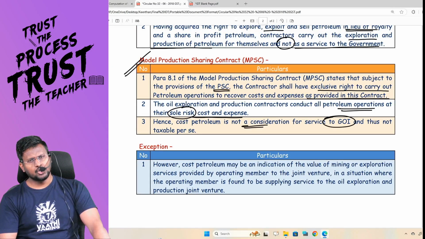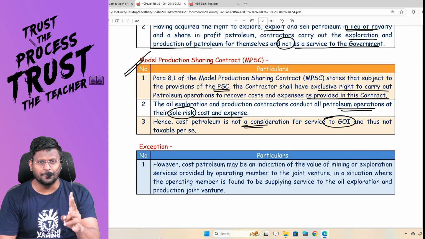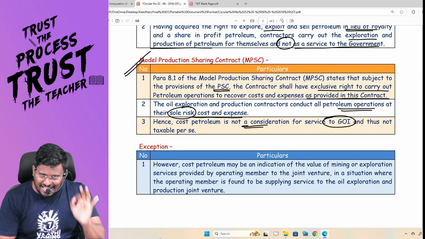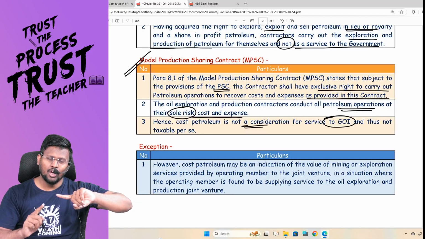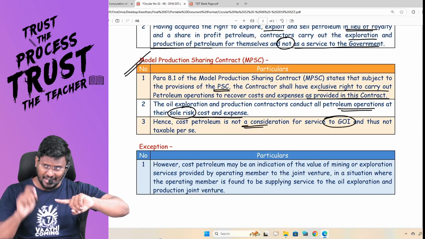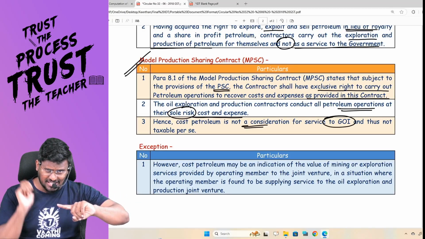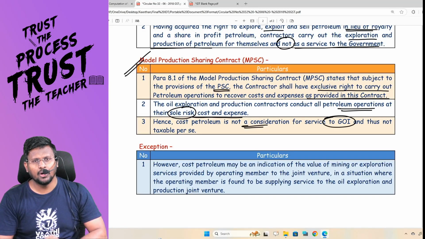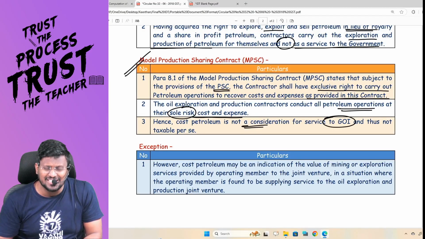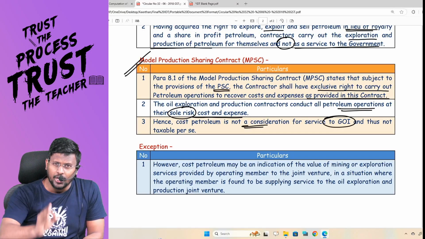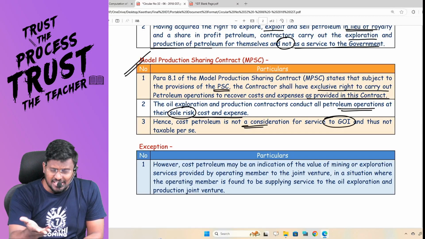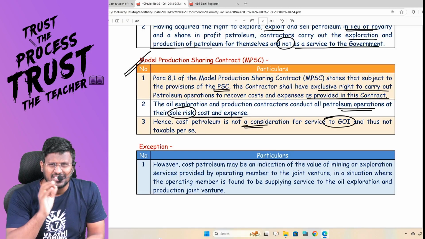So, my dear lovable students, the second clarification. Royalty is a consideration. That is the first clarification. Royalty is a consideration for the service provided by the central government. Hence, royalty is liable to tax at RCM. Number two, cost petroleum is not a consideration for the government. It is a cost incurred by the OEPC for themselves. Hence, they are not liable to pay GST at RCM.